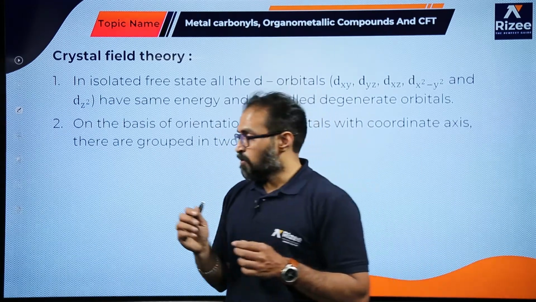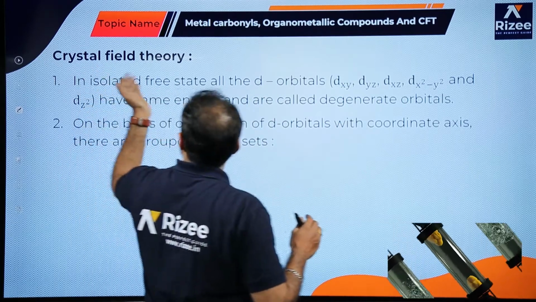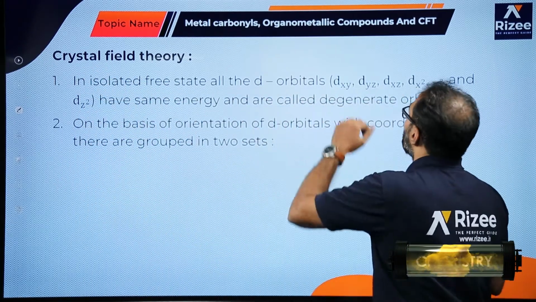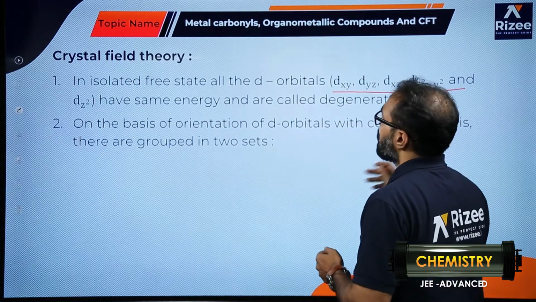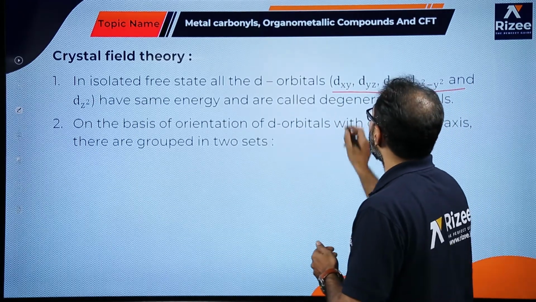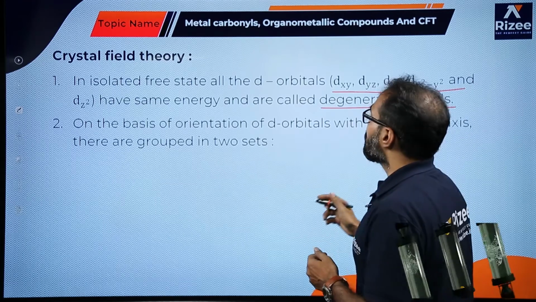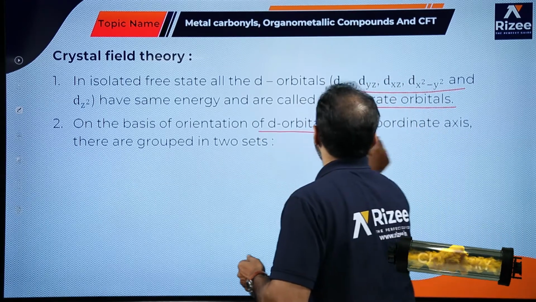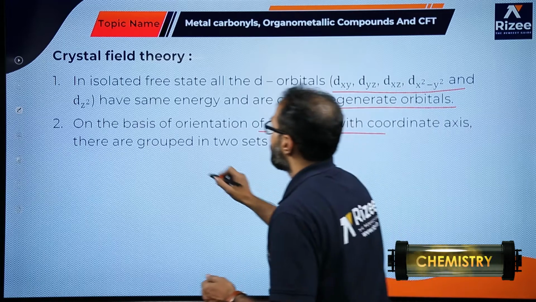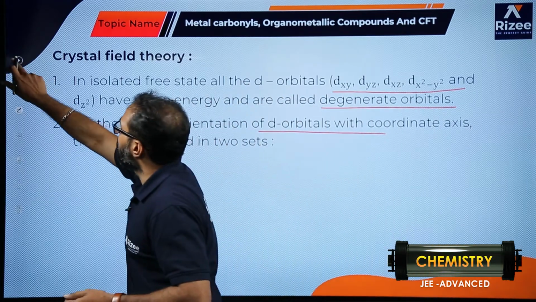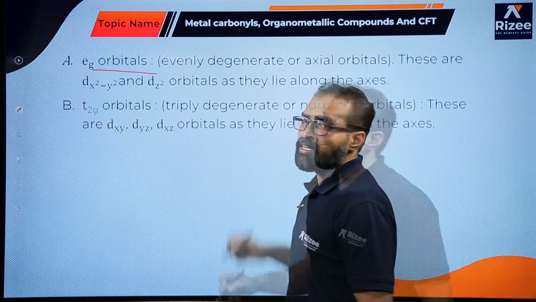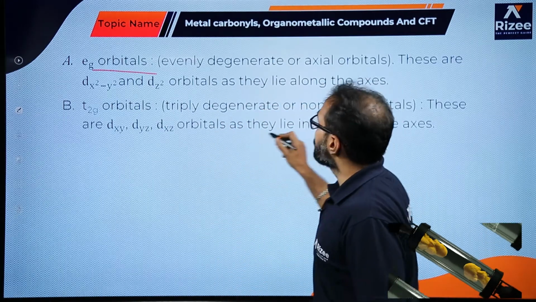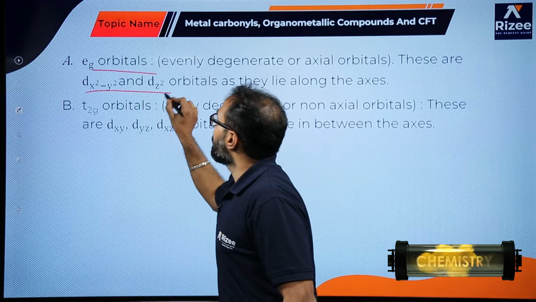Now, in the isolated free state, all the d orbitals, dxy, dyz, dx square minus y square, all of them have the same energy. We call them degenerate orbitals. On the basis of the orientation of the d orbitals with the coordinate axis, they are grouped into 2 sets, T2g and Eg. What is Eg? Doubly degenerate. It contains 2 orbitals: dx square minus y square and dz square.